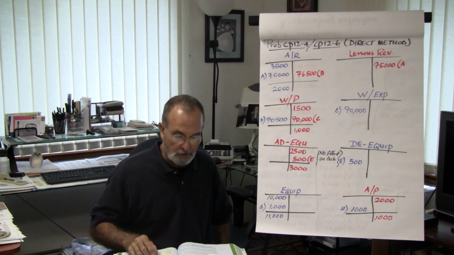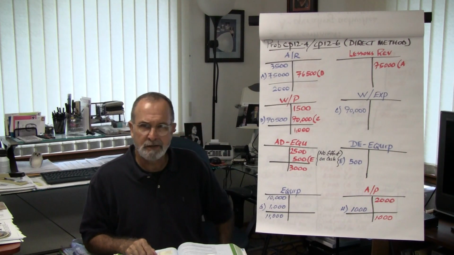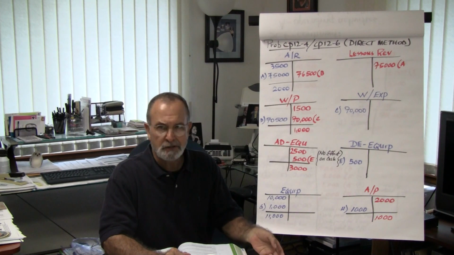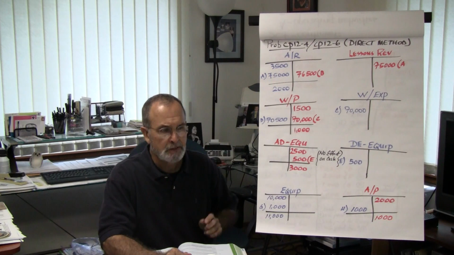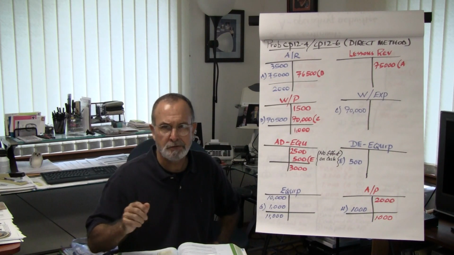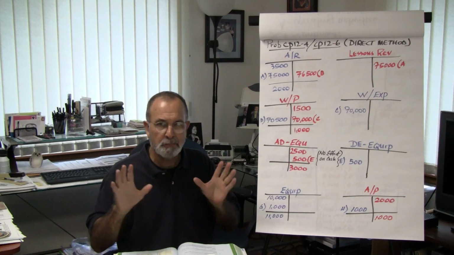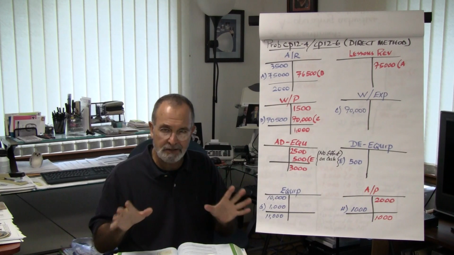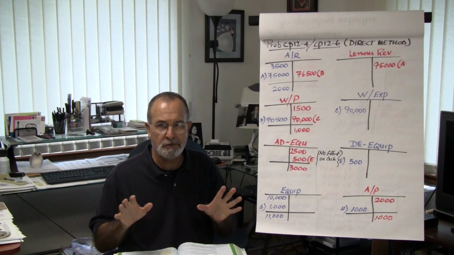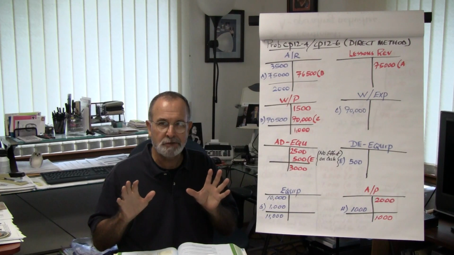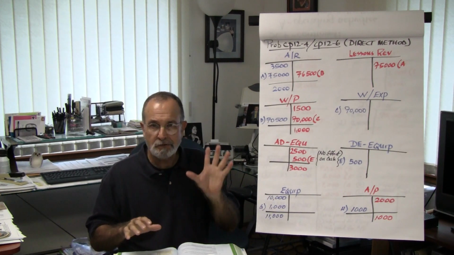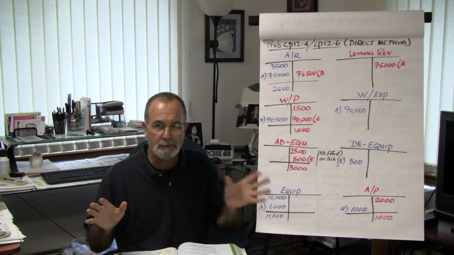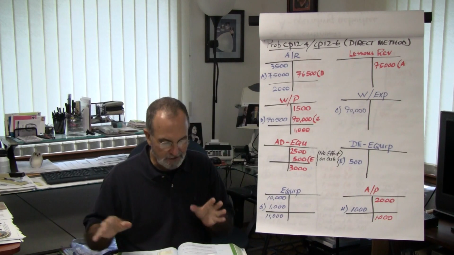So that's what we're going to do. I prefer the direct method for preparing the statement of cash flows. I think especially for the beginner, it's a whole lot easier to get a better idea of the segregation of transactions, which we call activities, on the statement of cash flows, to separate those transactions or activities into the three classification groups: operating, investing, and financing.